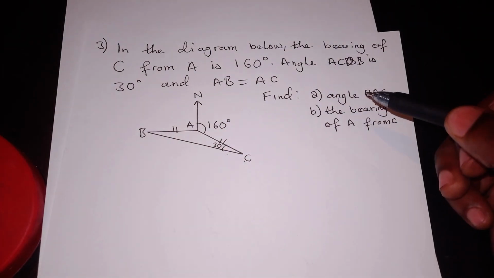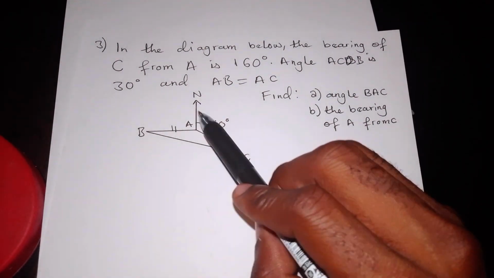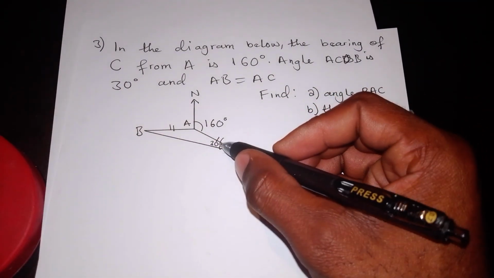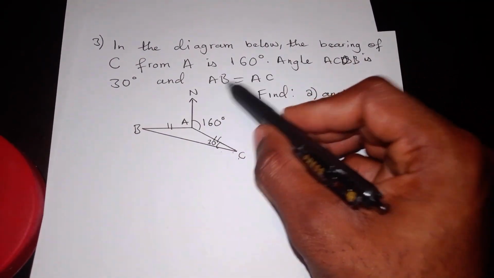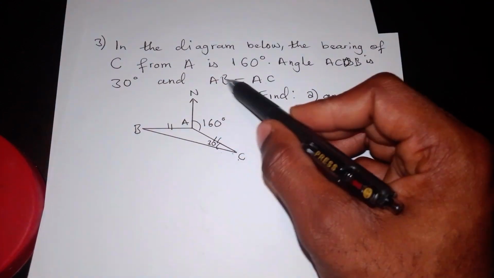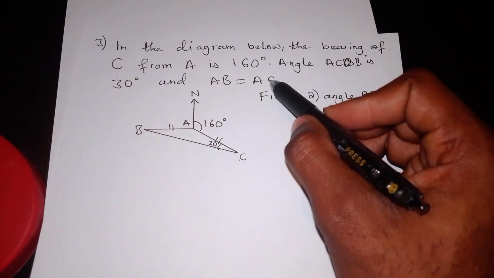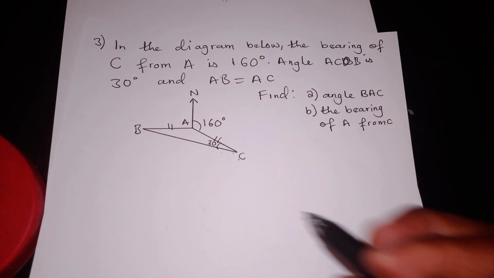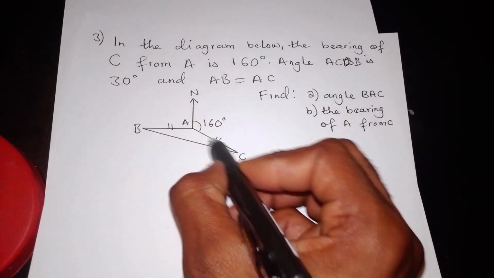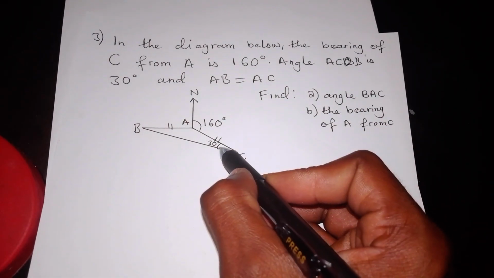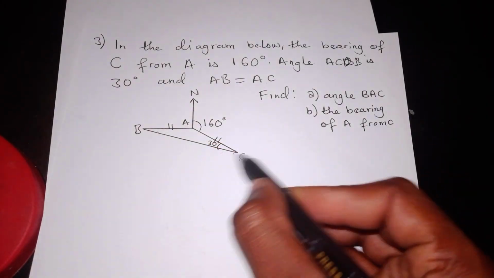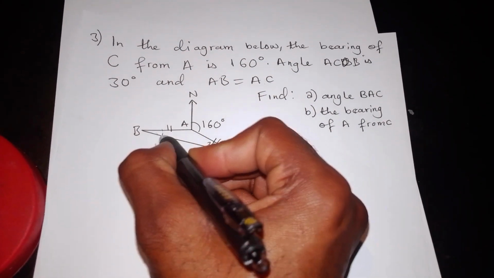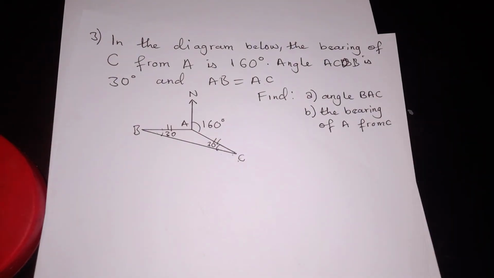Now we have this information here. The moment they tell you that AB is the same as AC, that means the two angles being formed by these two arms with the third arm will be the same. So if this is 30, this one will equally be 30.